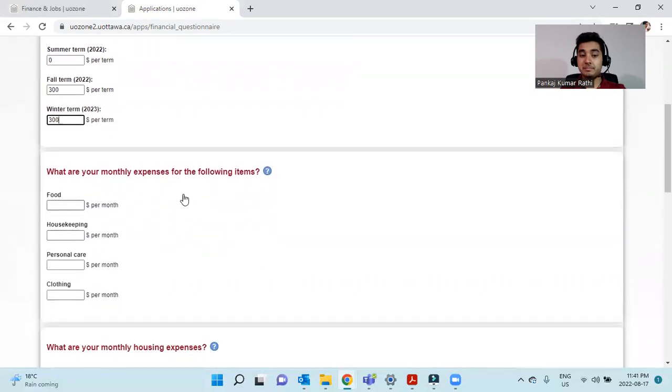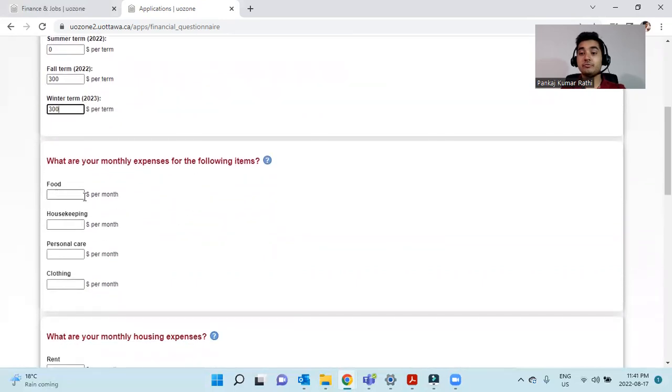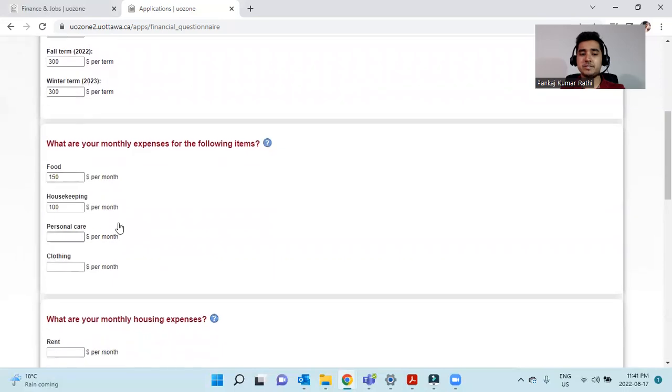What are your monthly expenses for the following items? For food, how much do you spend? Whatever your amount for food is, do mention that. For housekeeping, which includes your washing and other miscellaneous expenses, whatever the expense is, you can mention that.